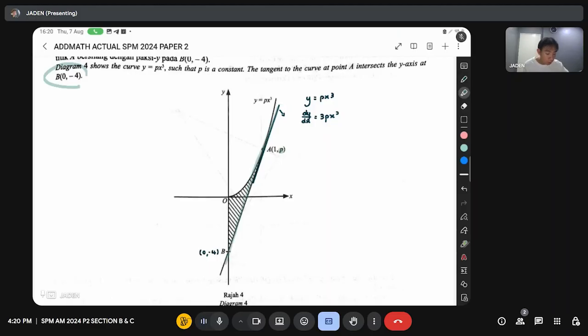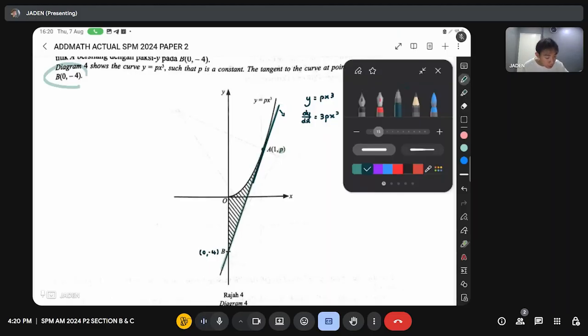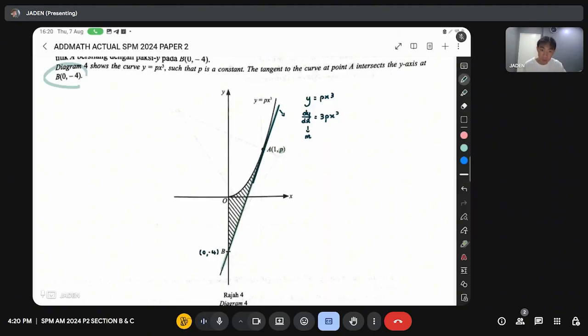You know why I talk about gradient? Because dy/dx is gradient, keturunan. dy/dx has the same meaning as keturunan, which is gradient. So when your x equals 1, I take it from here because it passes through A, dy/dx is 3p bracket 1 square, which is 3p. So this tells me that the tangent line has a gradient of 3p.